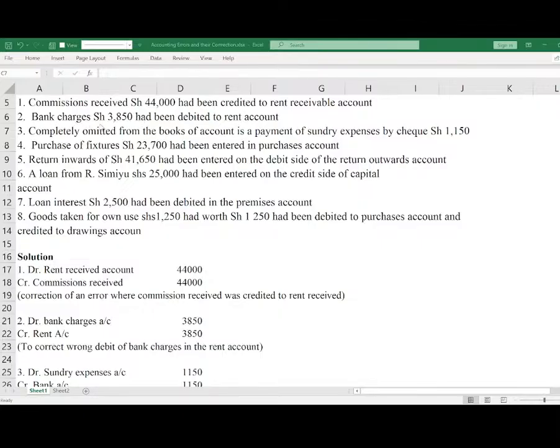So the bank charges expense we debit, and then credit the rent account. So to correct the wrong debit of bank charges in the rent account. So that is the narration.